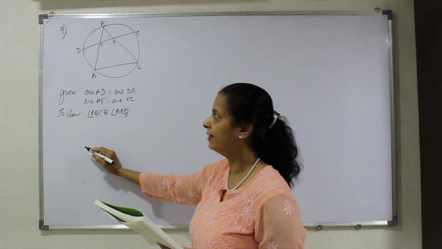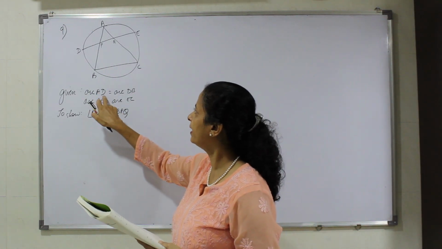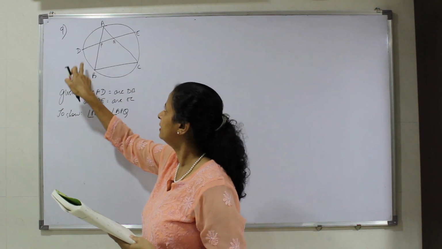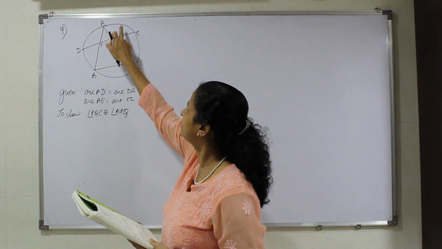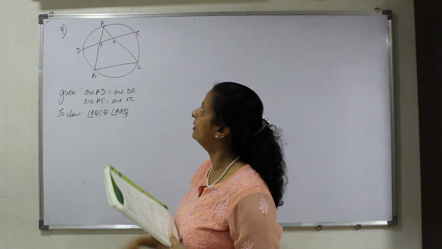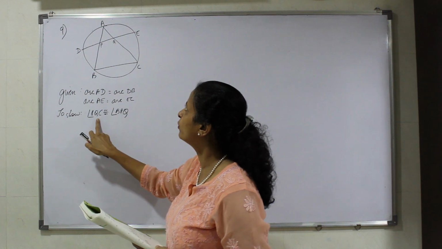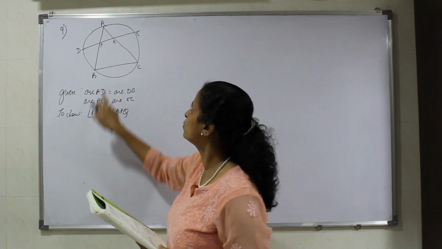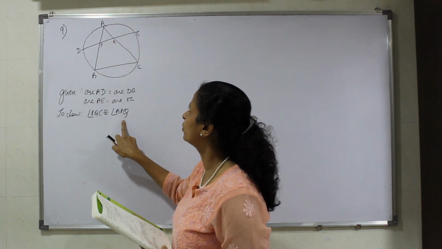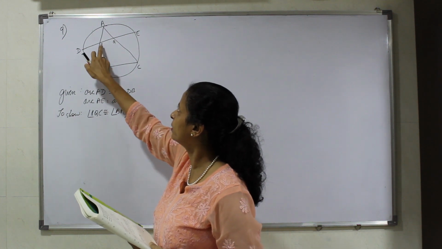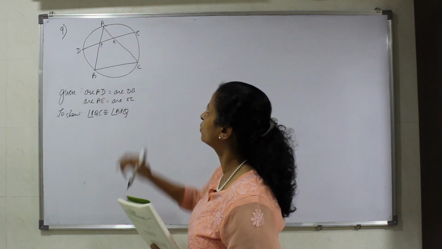In sum number 9, we have given an arc AD is congruent to the arc DB, and arc EC is congruent to the arc AE. With this information, you have to prove the angle PQC here is congruent to the angle BPQ, this one here. Remember the construction goes like this.